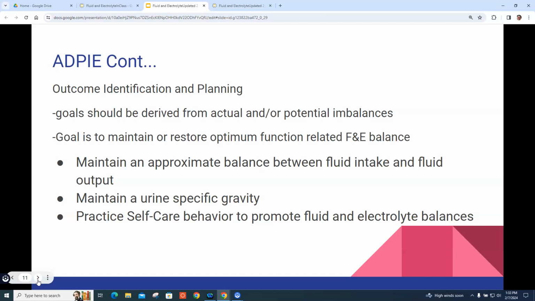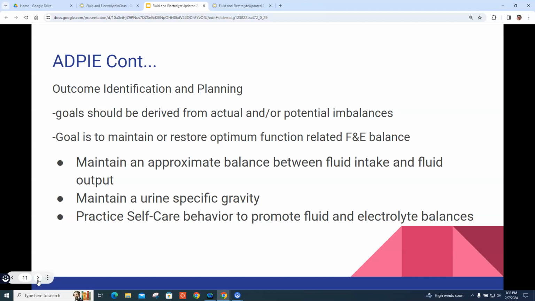So the priority problem is risk for falls, and our goal should be to prevent the fall, right? So that can be how we write our goal. The goal is to maintain or restore optimum function of the patient with the problems they're having via the fluid and electrolyte balance.